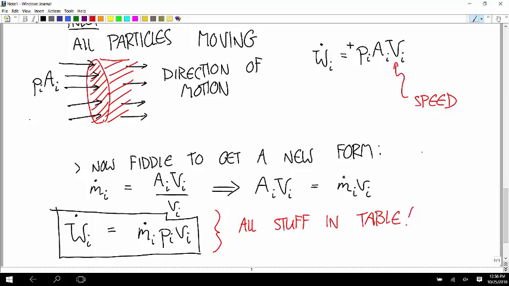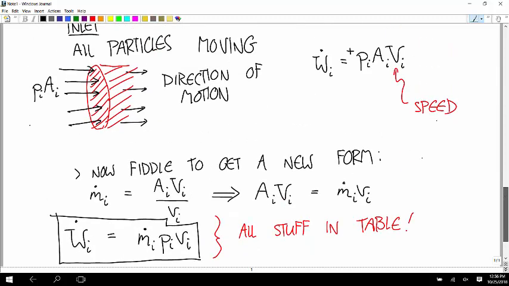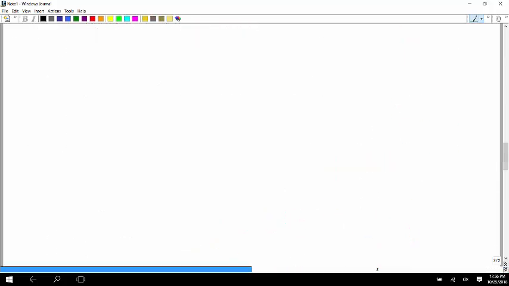Okay, now let's do the same thing at the exit. Who thinks it's going to be similar? Yes, exactly. Who knows what the one step is that's going to be different? Yeah, exactly. Okay, so let's just think through it at the exit.